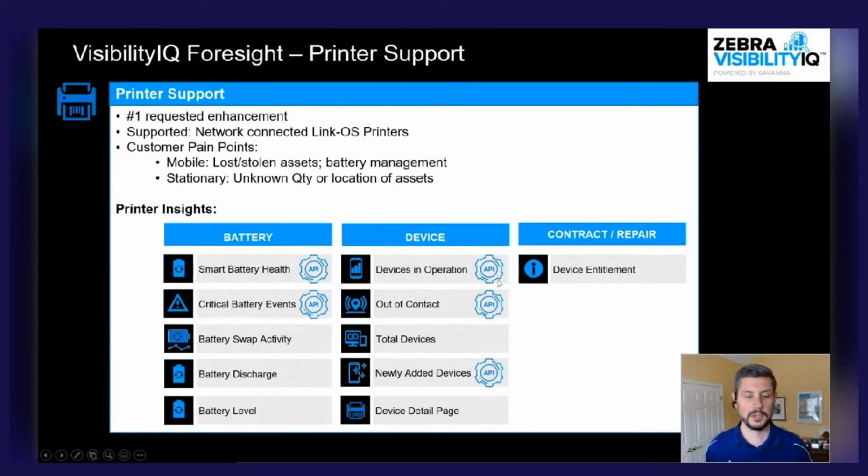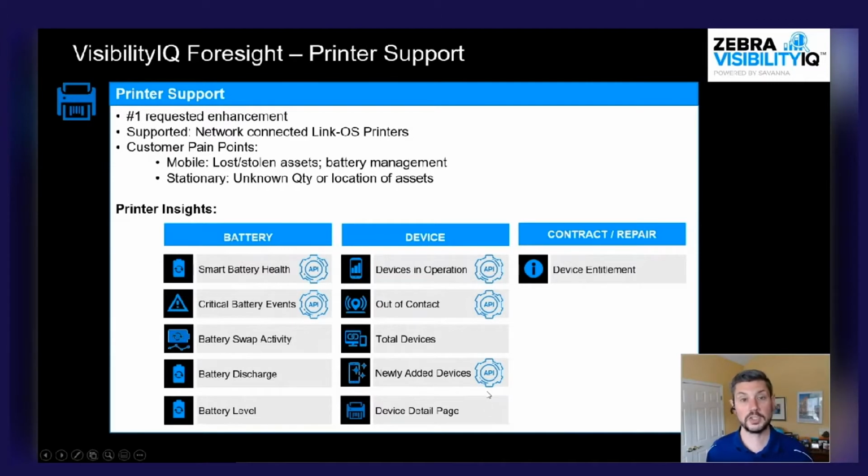And then some of these others are overviews in terms of how many of these devices are out in the field. Devices in operation gives you then visibility into utilization. Was it actually used in a given day? Out of contact helps you identify which things are connected and actively reporting, as well as tying that back into the access points, the last known access point they were connected to, which can help with recovery for some of those lost devices.